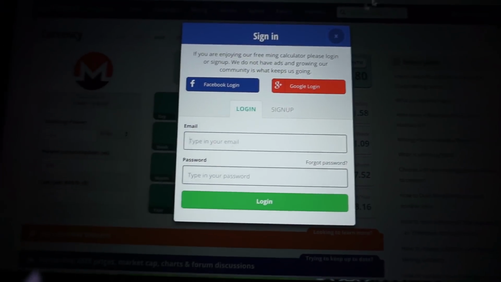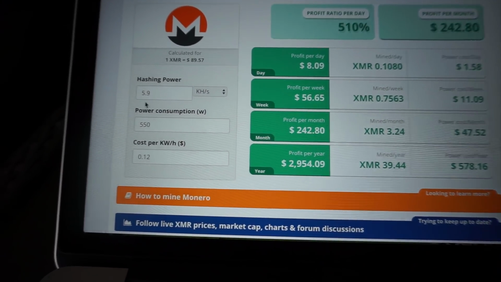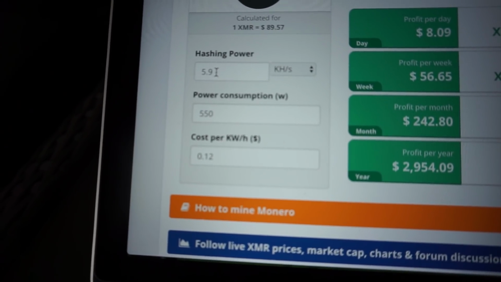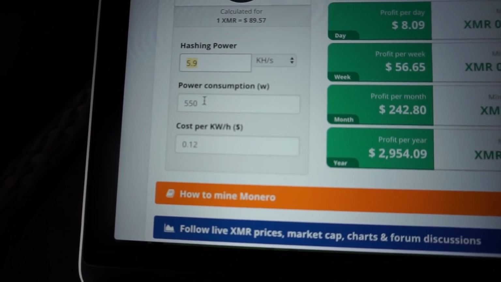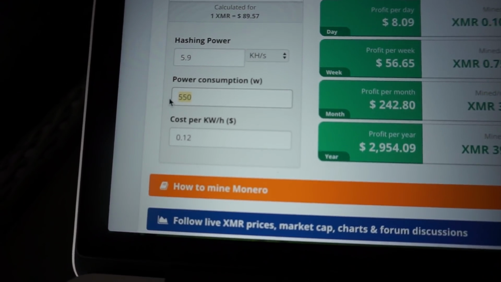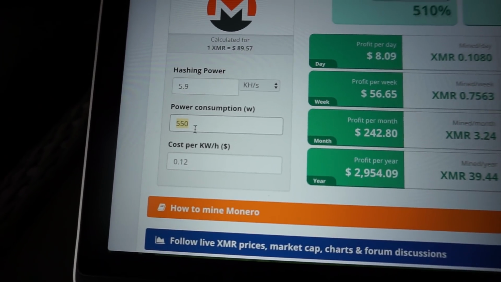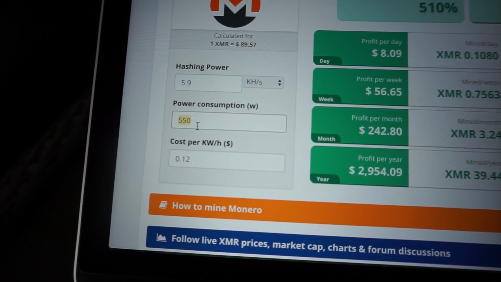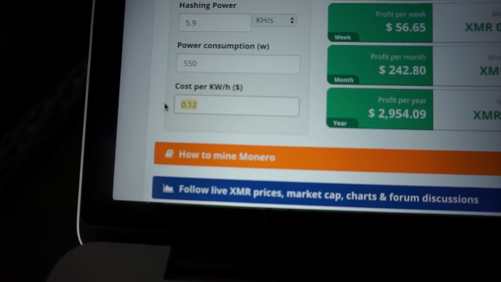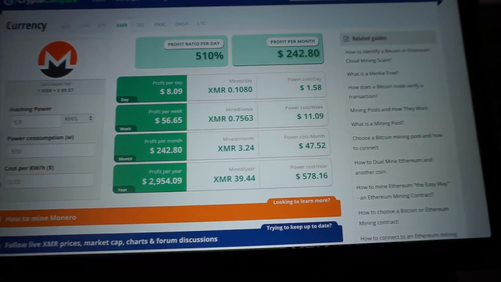I have one loaded up from Crypto Compare. You can use other sites like WATTAGE, but I just put 5.9 because I don't like to overestimate, I like to underestimate. Setting your expectations a little lower is sometimes better. Power consumption 550. That was from the wall. If you watch the previous videos, we did use the kilowatt meter to get the wattage. And I put 12 cents per kilowatt-hour. Yours could be more or less. Winter's coming, so it may drop in your area.